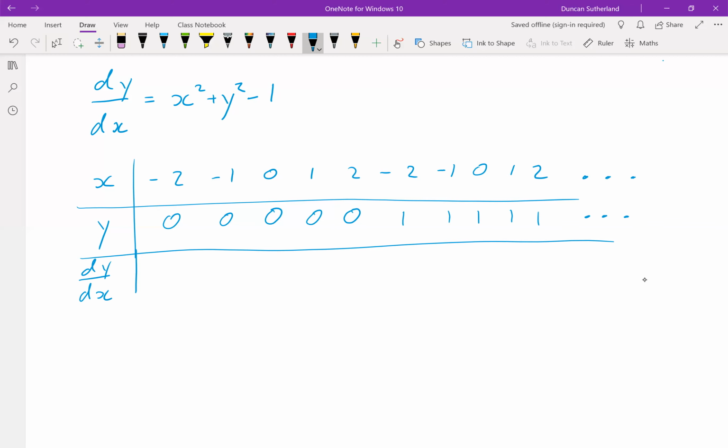Okay, so dy/dx is 4 plus 0 minus 1. 1 plus 0 minus 1. 0 plus 0 minus 1. 1 plus 0 minus 1. 4 plus 0 minus 1. 4 plus 1 minus 1. 1 plus 1 minus 1. 0 plus 1 minus 1. 1 plus 1 minus 1. 4 plus 1 minus 1. And so on, right?